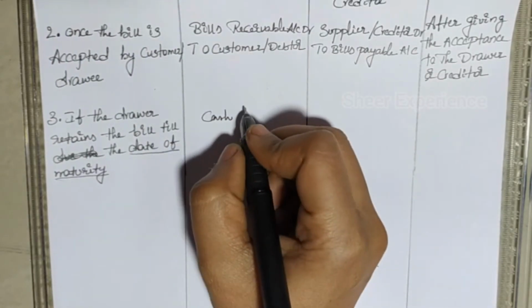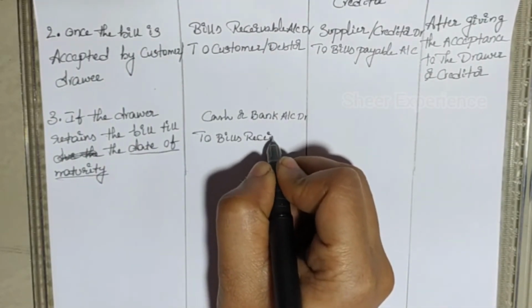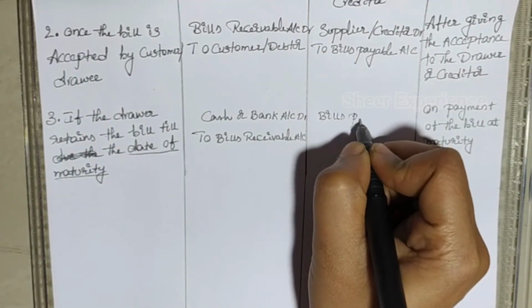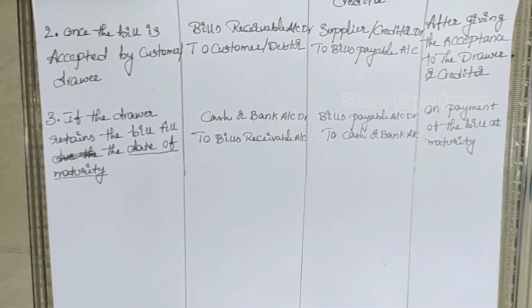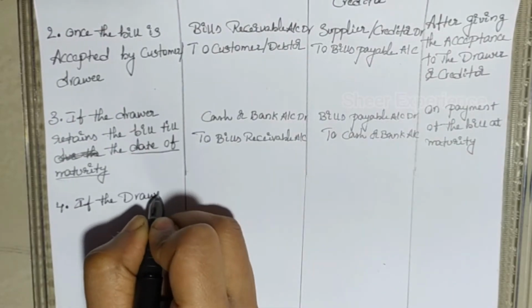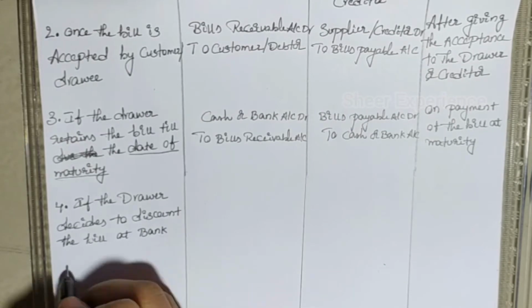The journal entry in the drawer books will be cash or bank account debtor to bills receivable account. In the drawee books, the journal entry will be bills payable account debtor to cash or bank account. Because on the due date, the drawee should make the payment of the bill. Our next situation is if the drawer decides to discount the bill at bank before the due date.